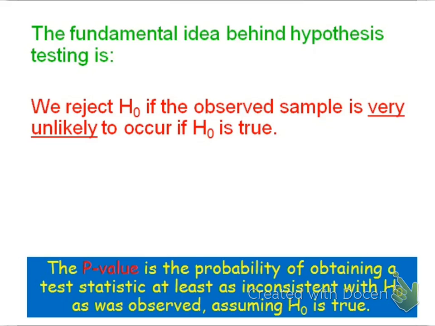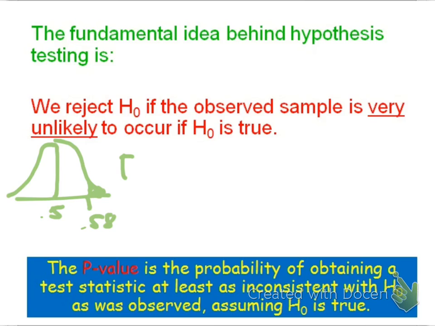So here's how we step through these types of problems. We're going to compute something called the p-value. The idea is that we'll reject the null hypothesis if what we observed is very unlikely to occur if the null hypothesis is true, and we'll use the p-value to measure this. The p-value is the probability of obtaining a test statistic at least as inconsistent with the null hypothesis as was observed, assuming that the null hypothesis is true. That's a lot to absorb, and we'll do it through looking at a couple of examples.